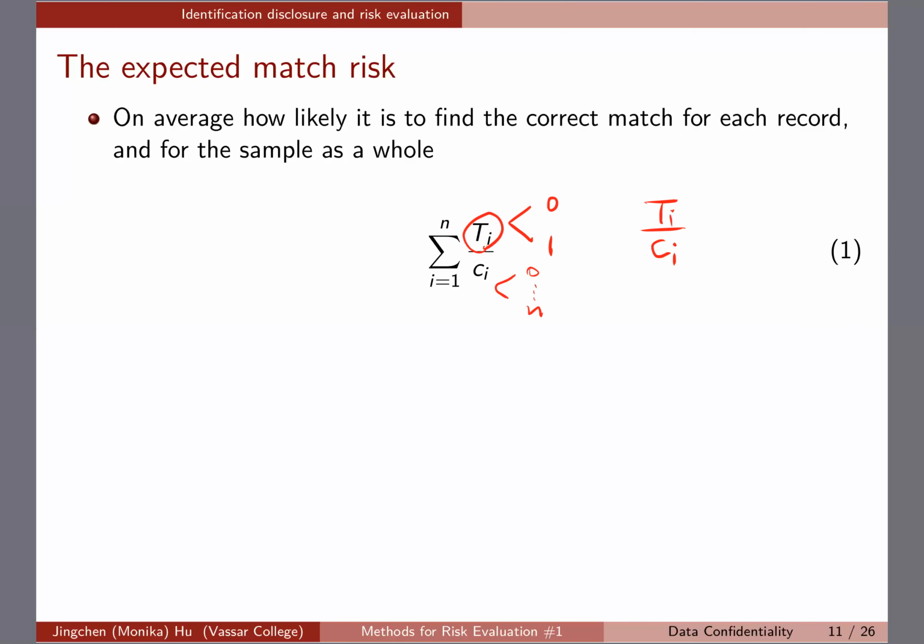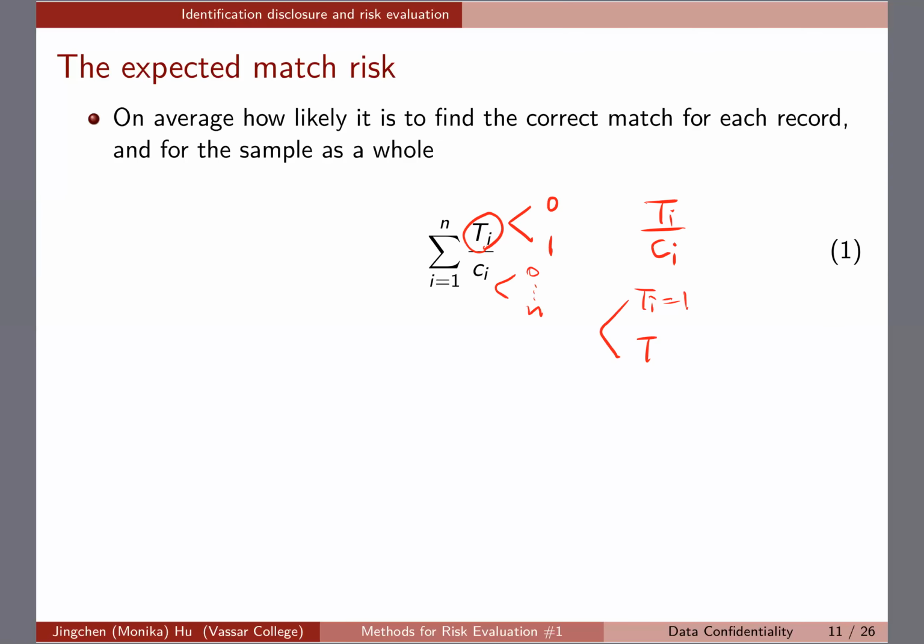So when Ti equals 1, what does it mean? When Ti equals 1, this means that the true match is among the Ci matches, right? So let's say I have 10 records here that share the same combination, and in fact my Ti is 1 as well. So the intruder will just randomly guess which one of the 10 is the actual person, right? So this ratio gives us a sense of, on average, how likely it is for the intruder to guess correctly which person is among the Ci records.